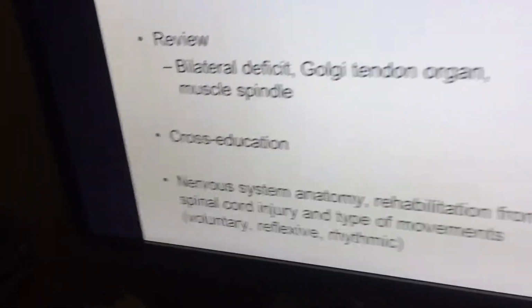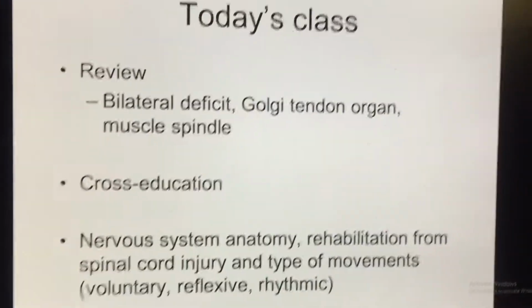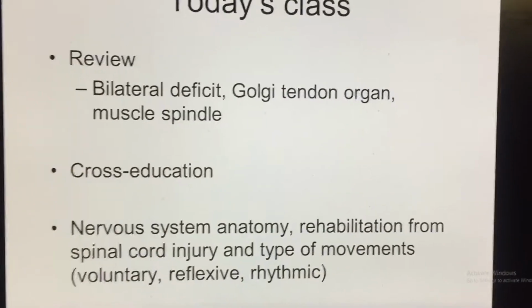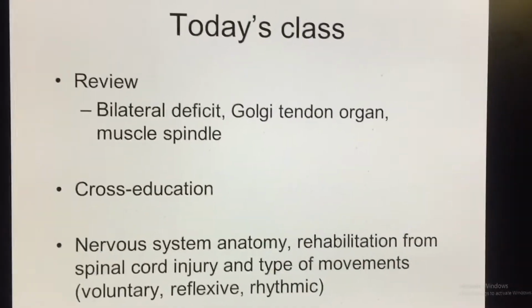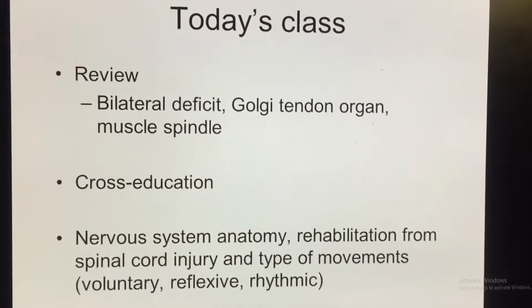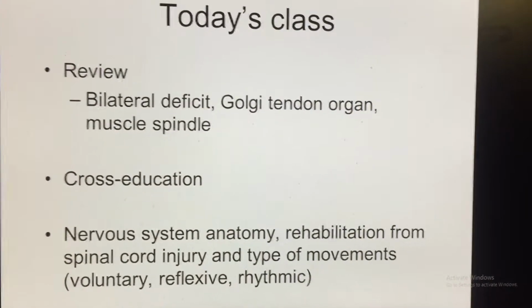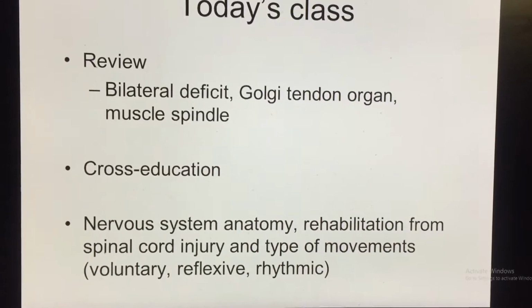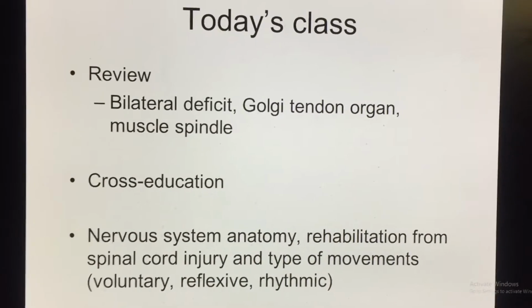So, for today's class, what we're doing is a review of the bilateral deficit, Golgi tendon organ, and muscle spindle. I'm going to introduce the topic of cross-education. So this is another neurophenomenon. And then I'm going to talk about nervous system anatomy and apply that to rehabilitation from spinal cord injury and types of movements. So voluntary, reflexive, and rhythmic movements.